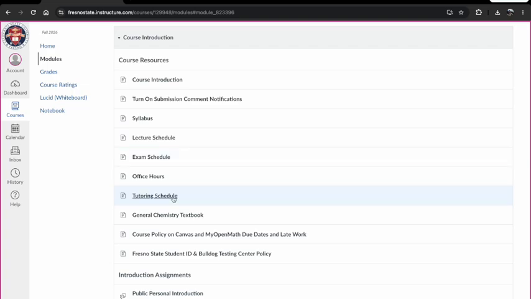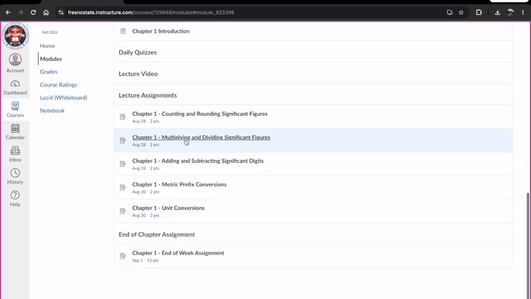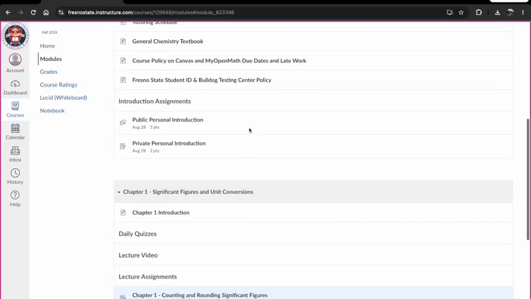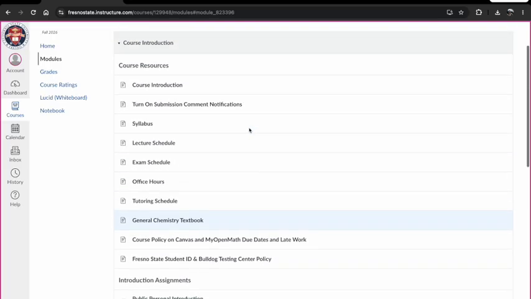The tutoring schedule will also be updated with our SI hours when we get our SI leaders' information. Importantly, there's no cost associated with this course, so our homework system's free. It's actually really nice. As soon as you open up this assignment here, it'll register you. You don't have to worry too much about it. And then we also have a free online textbook, so you can find that by clicking this link here.